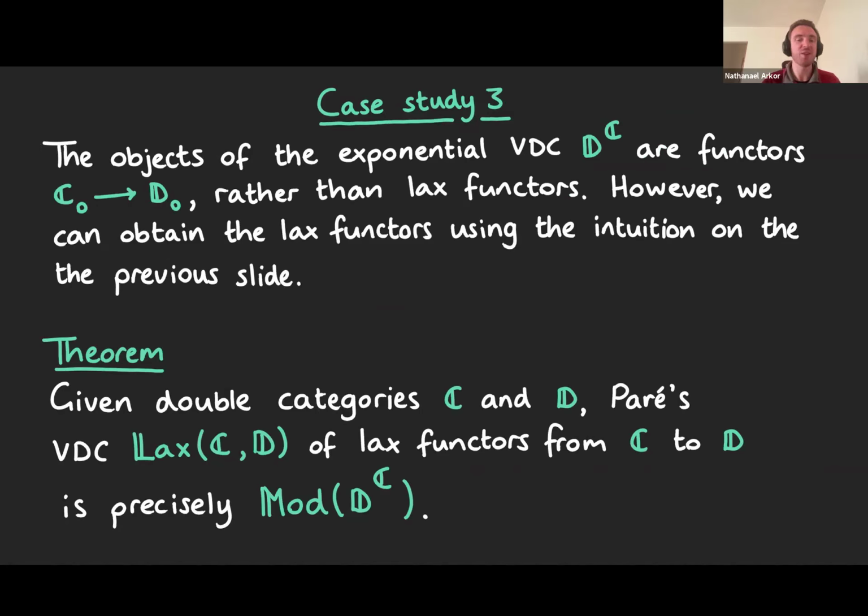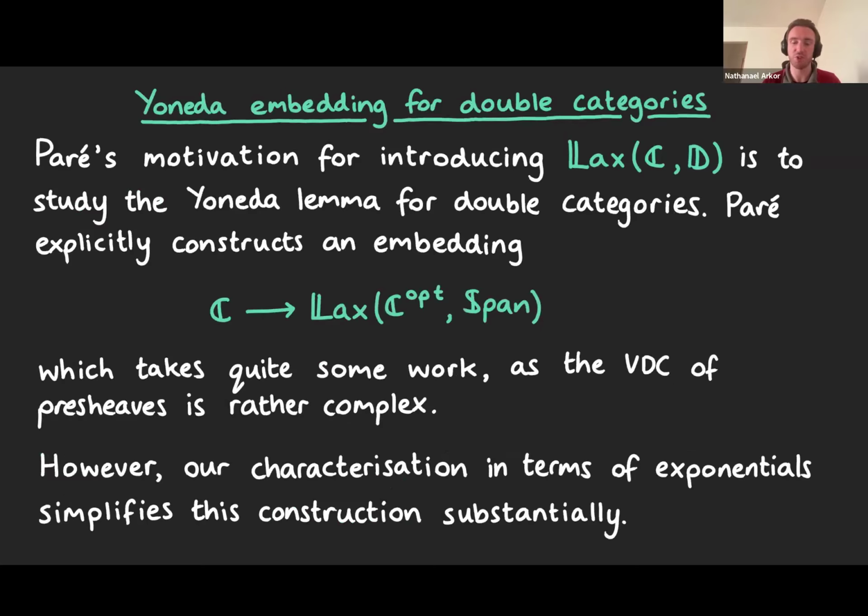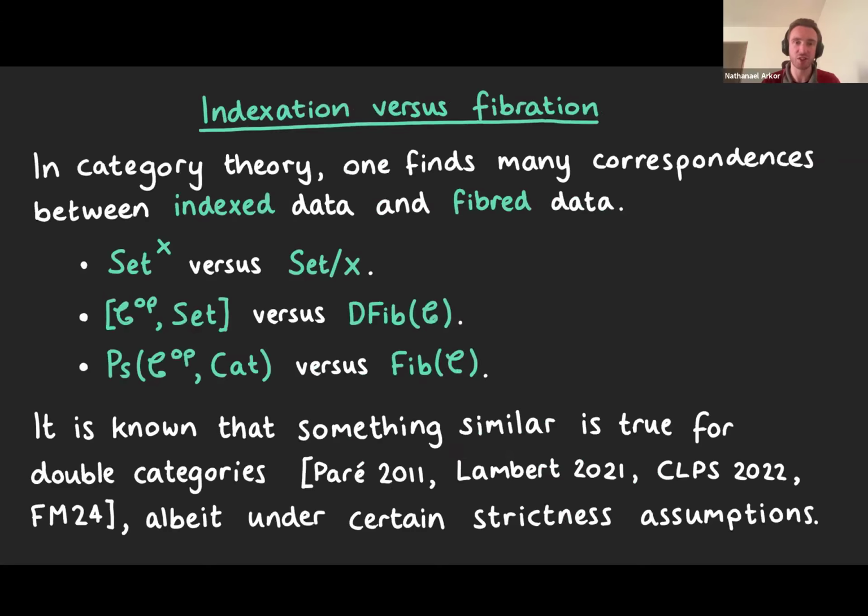But in fact, it's even more useful than just simplifying the description, because both the exponential and the mods construction have a universal property. They're both right adjoints. And so this equips Pare's virtual double category of lax functors itself with a universal property, which allows us to derive a lot of nice properties, which I don't have time to go into. But you can see my slides afterwards if you're interested.